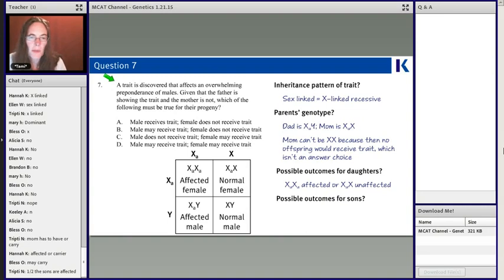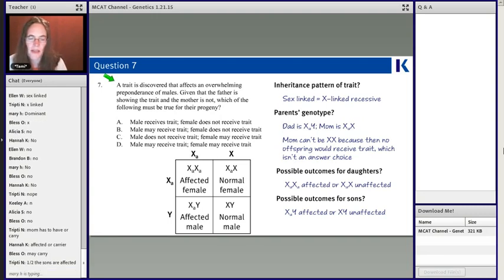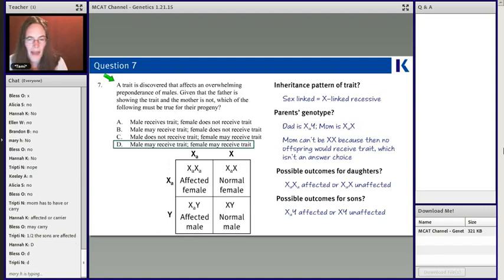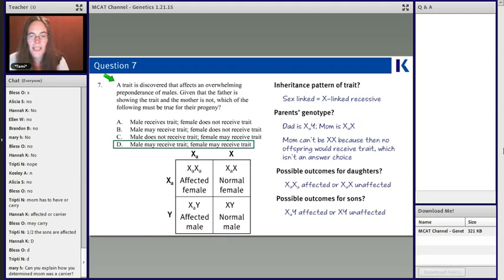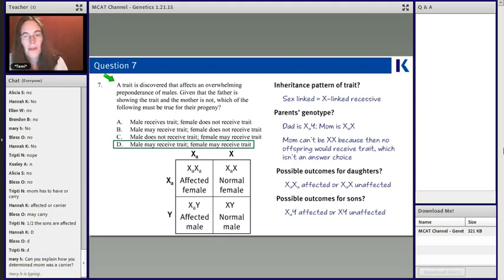What are the possible outcomes for sons? Well, they may be affected or they may be normal. Okay, so the males may receive the trait and the females may also receive the trait. I love this. This leads me to one and only one answer choice, which tells me that either could have it. Yeah, they may have it, they may not have it. Perfect. So here we see females could potentially be bald, but they have to have a bald father and a mother who is a carrier.